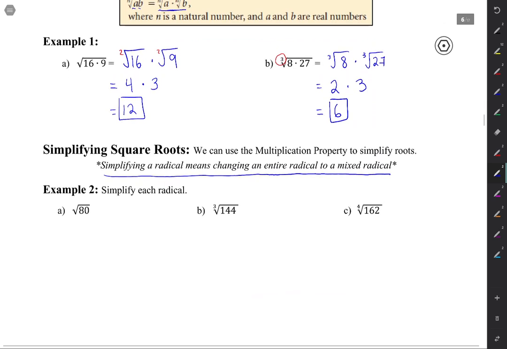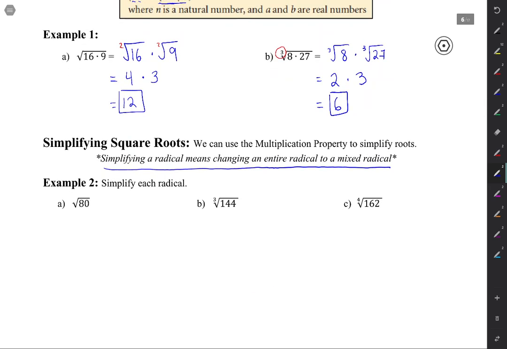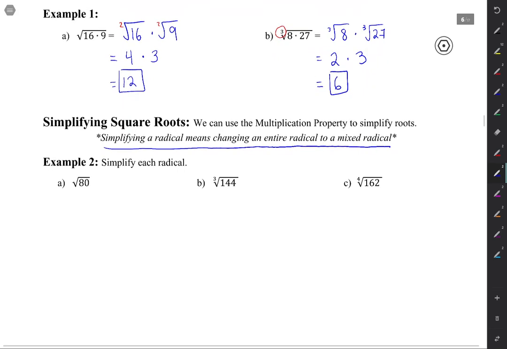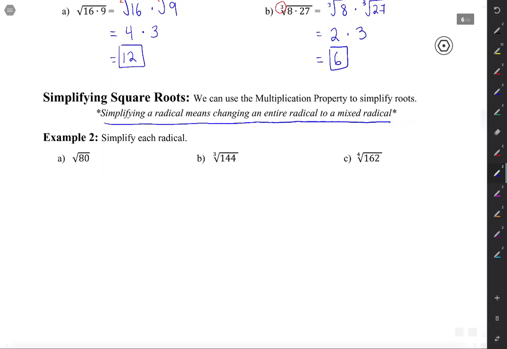So in example 2 here, I gave you 3 different entire radicals, and we need to simplify them by converting them to a mixed radical. So let's see how we do this. How we approach these questions depends on if we're taking the square root, remember there's an invisible 2 there, the cube root, or the fourth root, and so on. It could be the fifth root, sixth root, and etc.